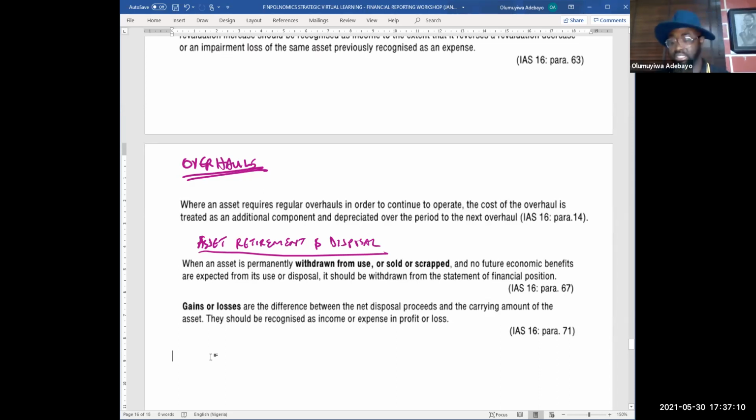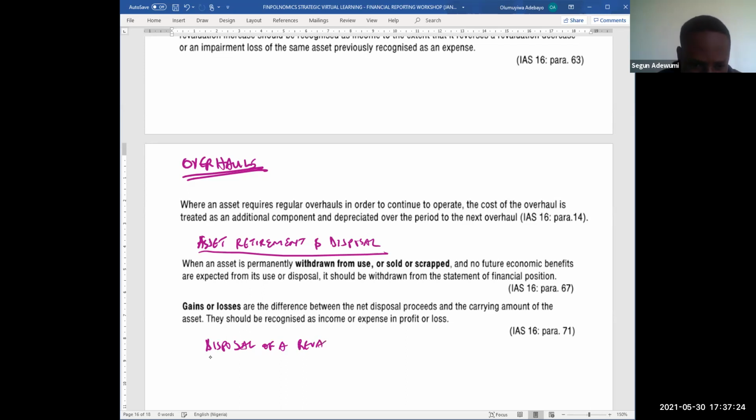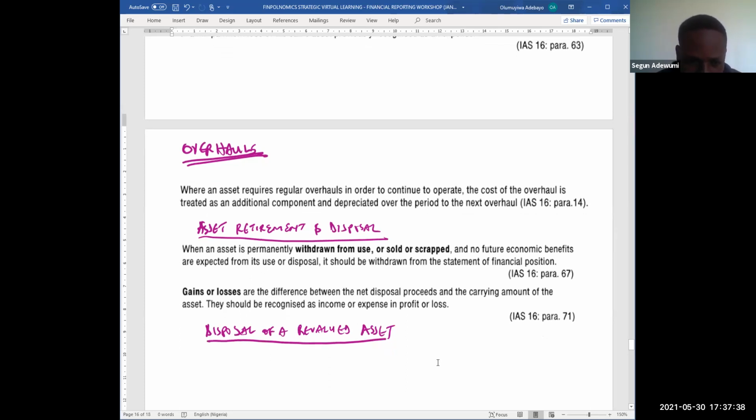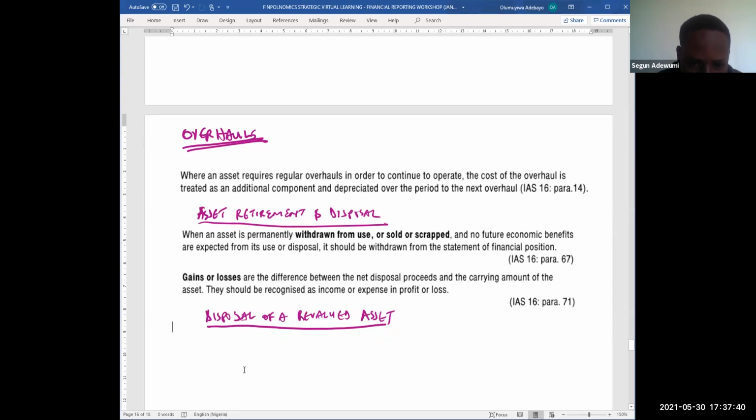Can somebody read this up for me? Okay, asset retirement and disposal. When an asset is permanently withdrawn from use or sold or scrapped, and no future economic benefits are expected from its use or disposal, it should be withdrawn from the statement of financial position, IAS 16, paragraph 67. Gains or losses are the difference between the net disposal proceeds and the carrying amount of the asset. They should be recognized as income or expense in profit or loss.